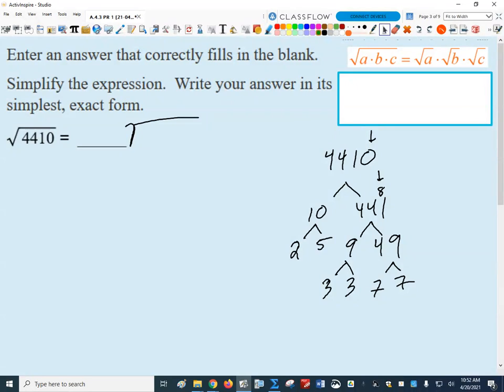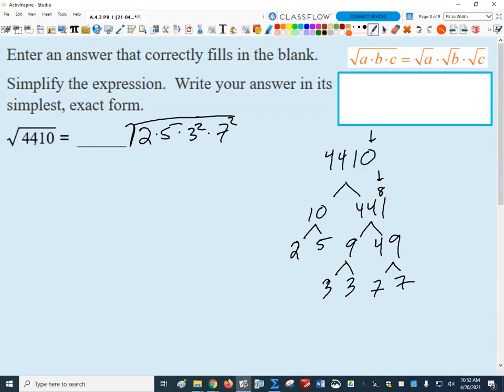So I end up with the square root of 4,410 is the square root of my 2 times my 5 times 3 times 3. How would I say that? 3 squared, okay? Times, I've got 7 times 7, so there's a 7 squared. Make sense? So the product of 2 times 5 times 3 squared times 7 squared equals 4,410.